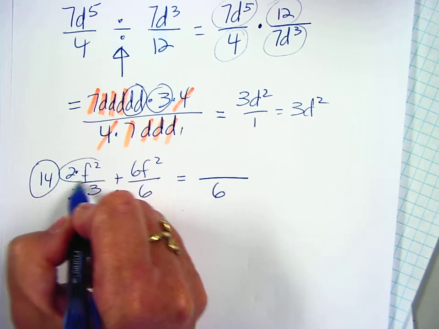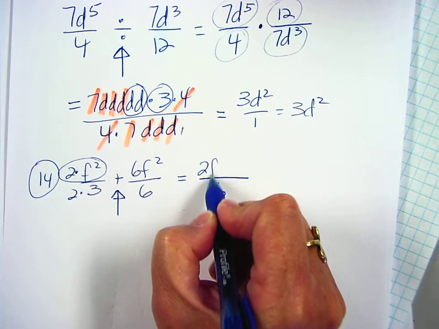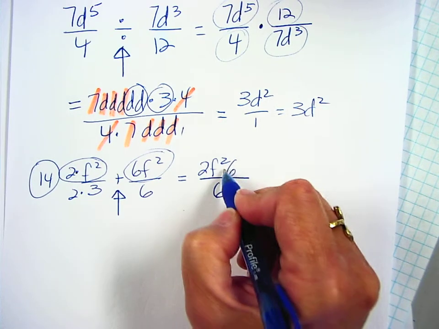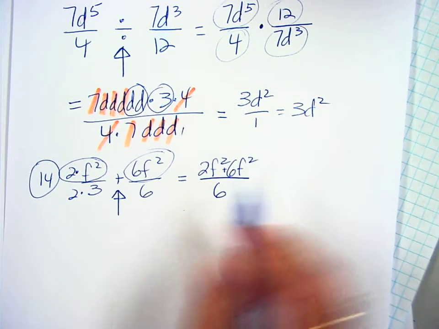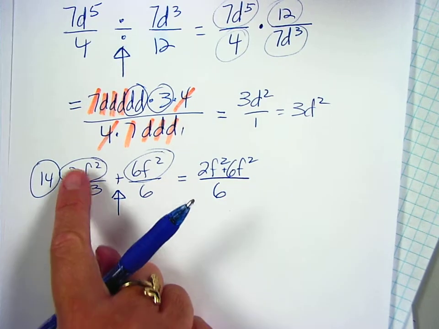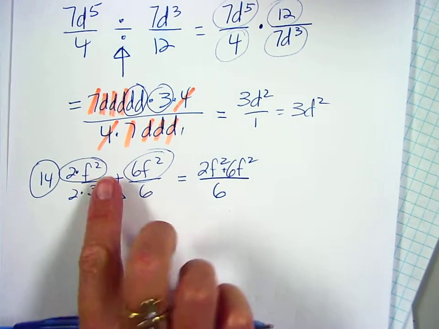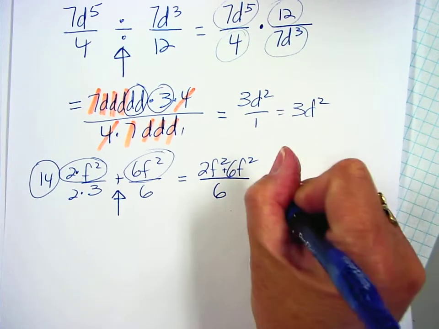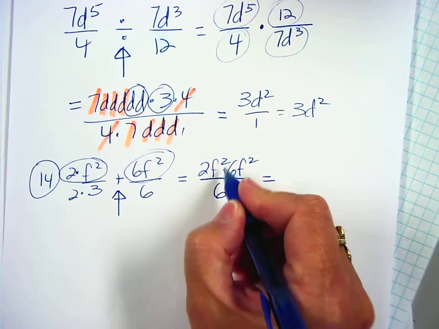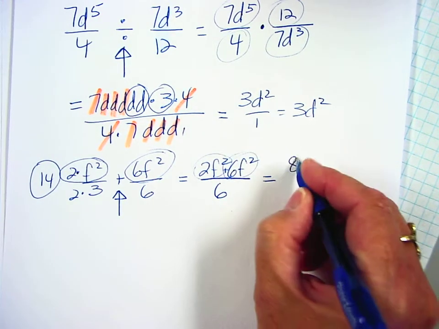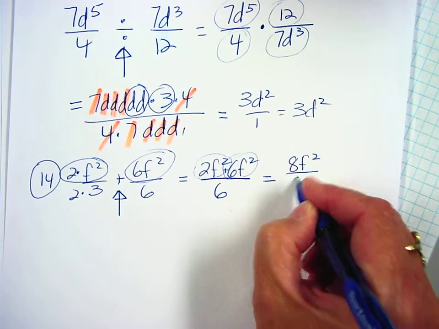So I get 2f squared plus 6f squared all over my common denominator of 6. Multiply these both by 3 so that this would have a common denominator of 6. They both have a common denominator of 6. Now, 2f squared and 6f squared are like terms. That's 8f squared over 6.